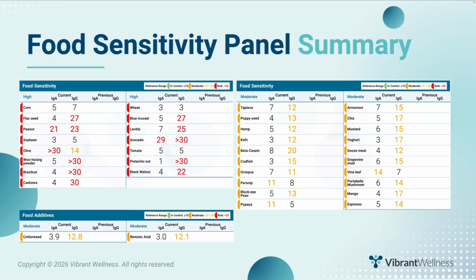Next is a food sensitivity summary. This is similar to the Food Zoomer summary, but it's only for the protein-level reactivity to 209 foods and 57 food additives. In other words, no antibodies to food peptides or lectin scores on this page.